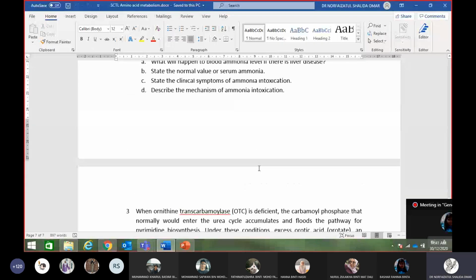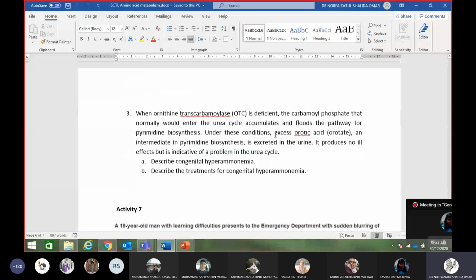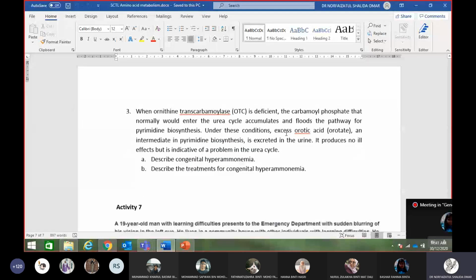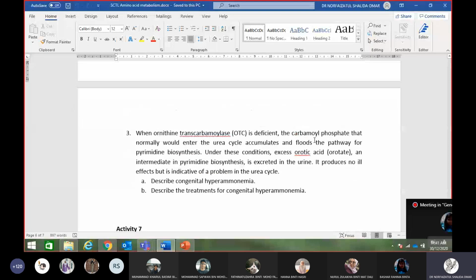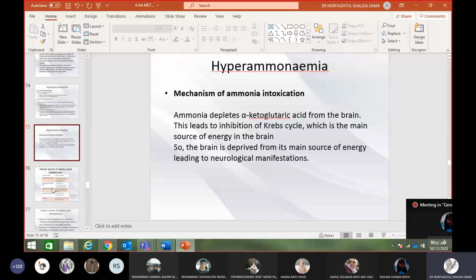So I've answered all of this. Okay, so that's the main thing that you need to know on hyperammonemia, what the effect is and what the mechanism is. So basically it just depletes the alpha-ketoglutarate in the brain. So the brain cannot produce enough energy via the Krebs cycle and the ETC. Any question?